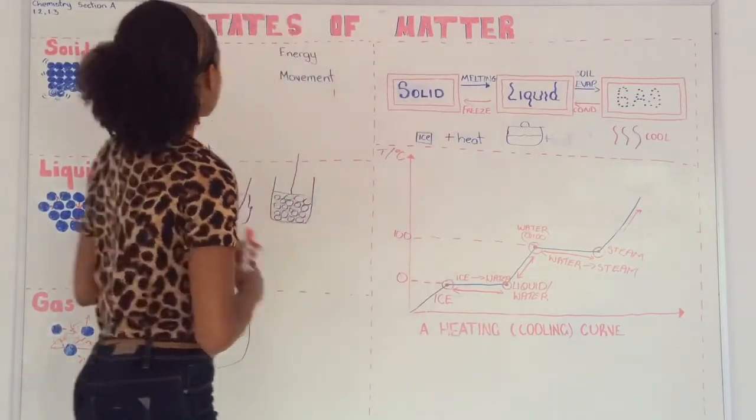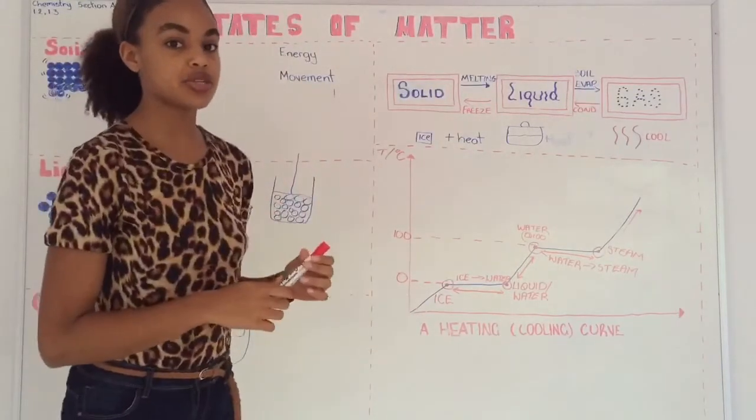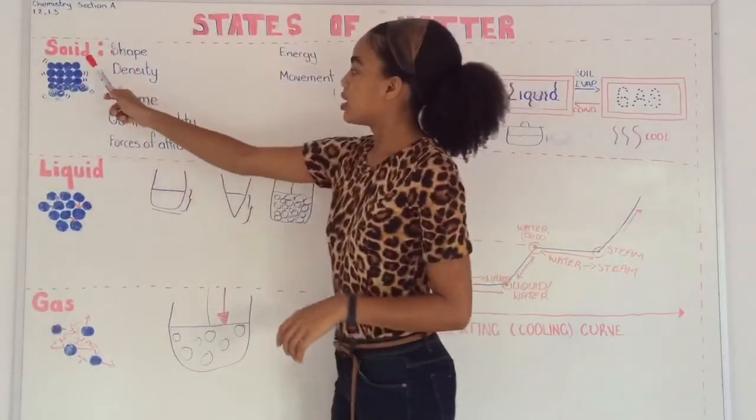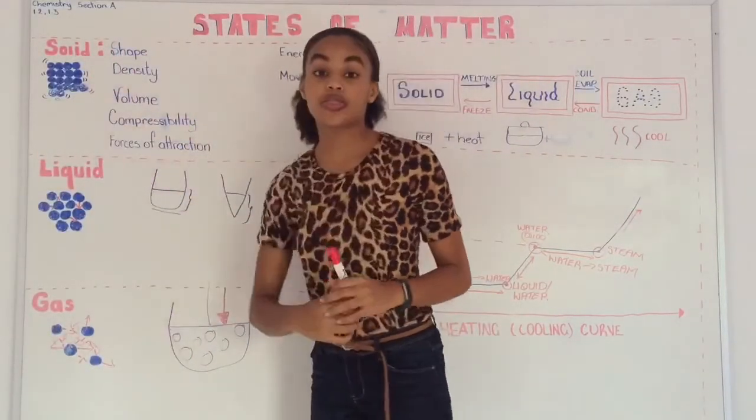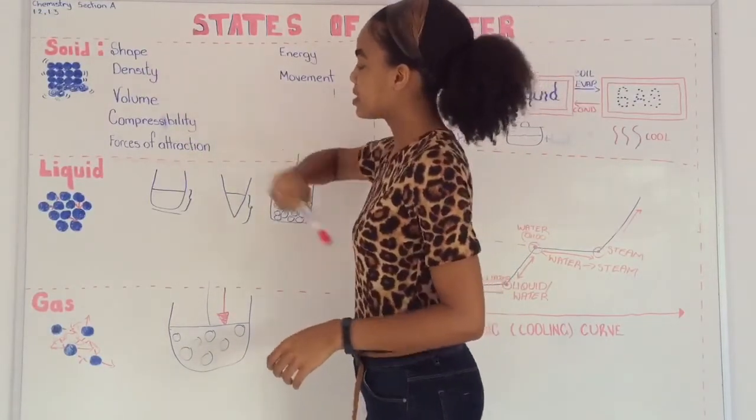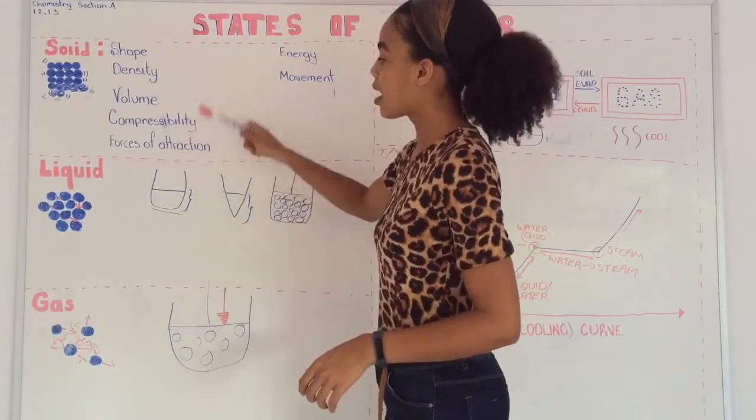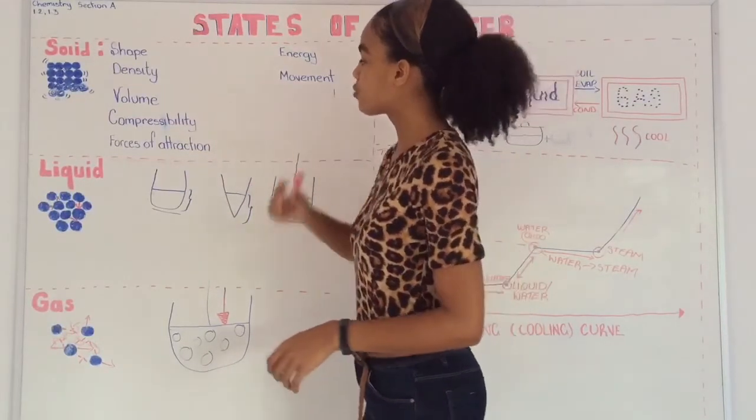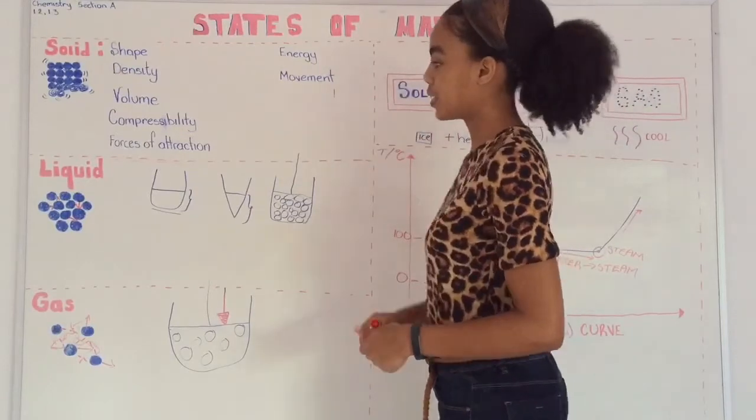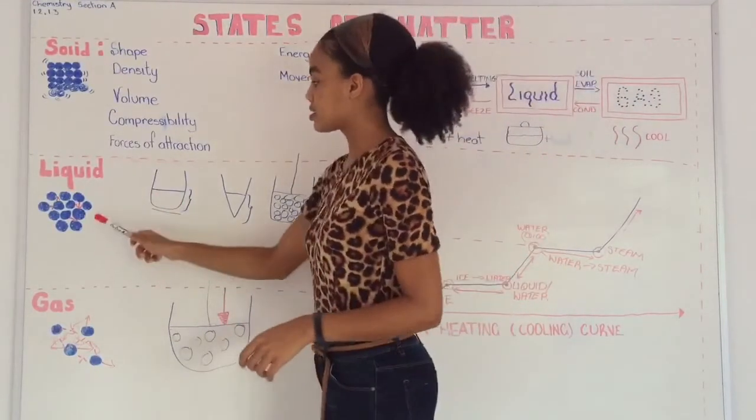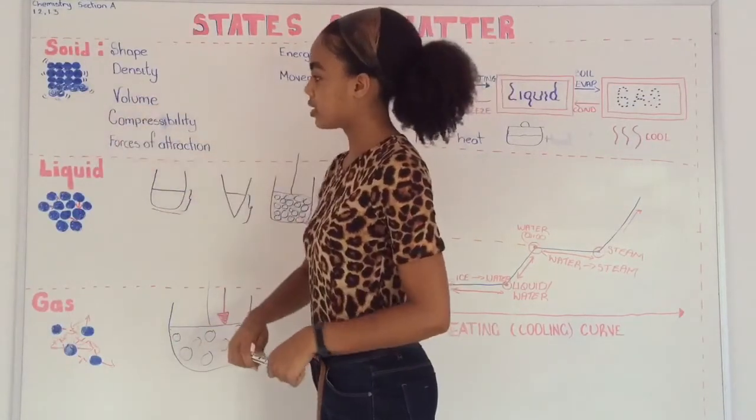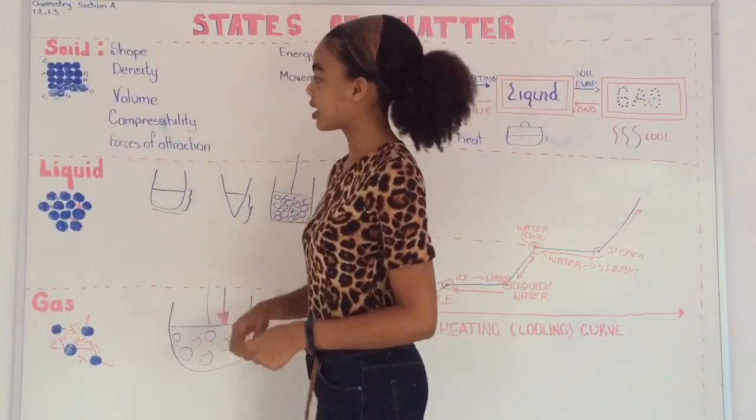Okay, so that wraps up states of matter for this video. Just to recap really briefly. We have solid, liquid, and gas. Those are the 3 states of matter. Solid has a fixed shape, has high density, fixed volume, hard to compress, strong forces of attraction, vibration for energy, little movement. Liquid has the shape of the container, lower density than solid, but higher density than gas.